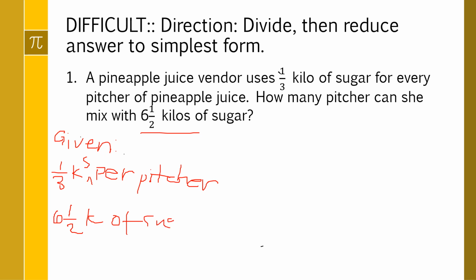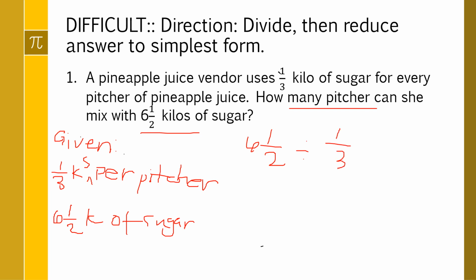Now what is asked in the problem? How many pitchers can she mix with 6.5 kilos? So that means we are looking for the number of pitchers that can be produced using 6.5 kilos of sugar. So for our mathematical sentence, that would be 6.5 divided by 1/3.